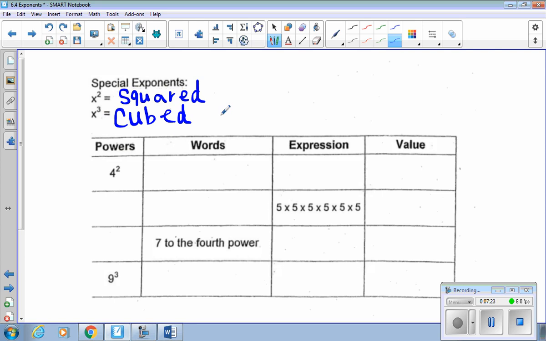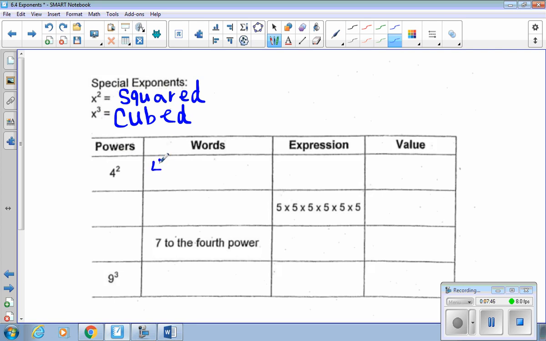Alright, so let's get into some practice. And I'm going to do some of these with you, and then you're going to do some on your own. This first one, we have the powers, which is also written in exponential notation. This says 4 to the 2nd power, or 4, using our special word, squared. The way you say it out loud is the same way that you would write it in words.